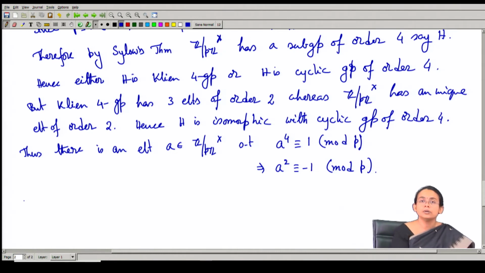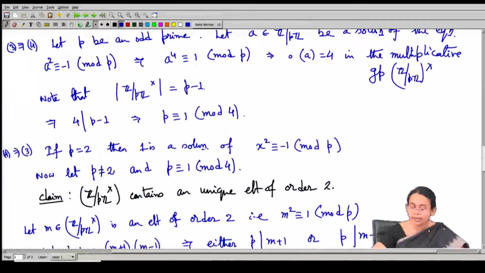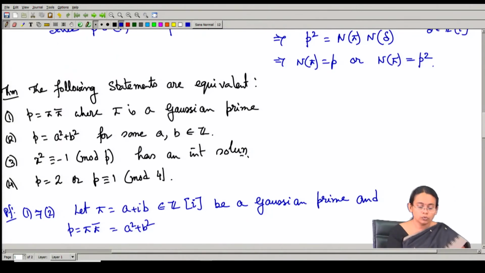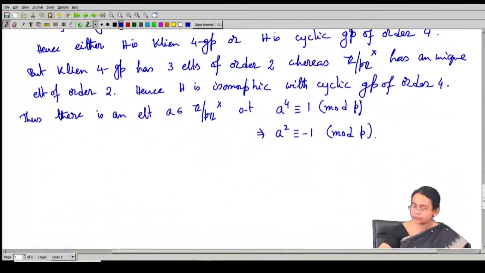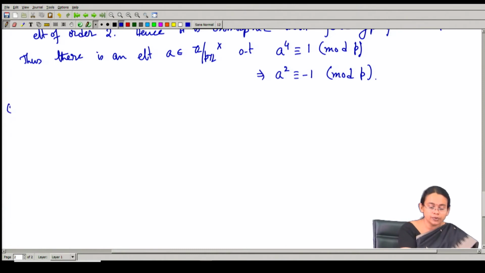Now, in order to complete the circle, next we will prove that 3 implies 1. So, what was 3 and what was 1? Let us quickly go back and see. Here you can see that 3 was the assumption that this has an integer solution, and we will prove that in this case the factor of p will be a Gaussian prime. That is our next goal. So, next I will be proving that 3 implies 1.